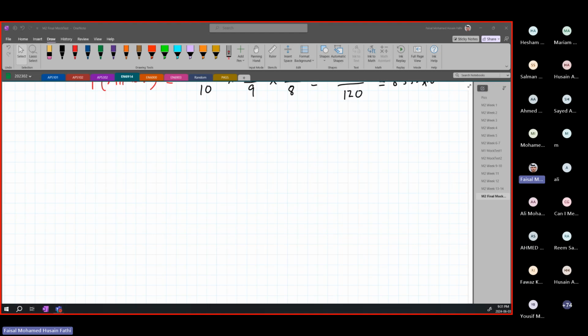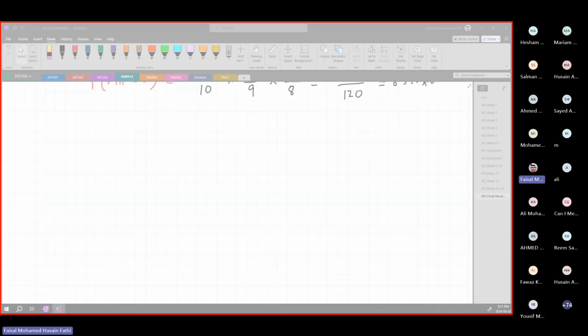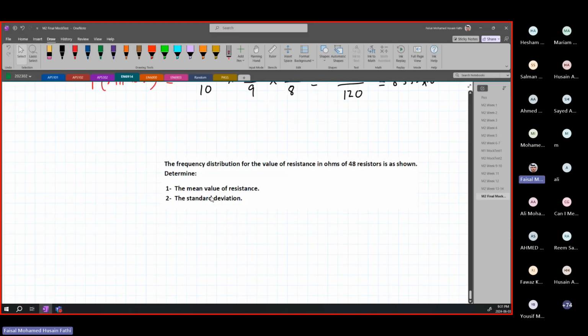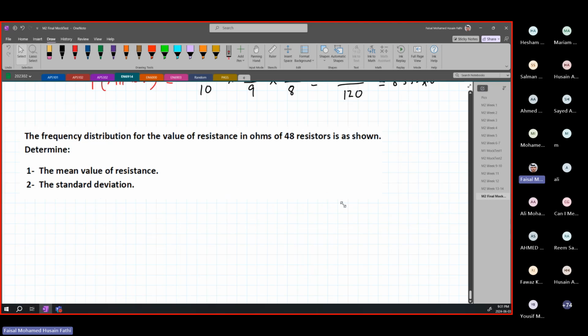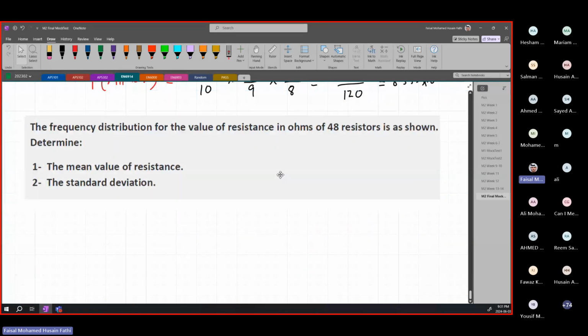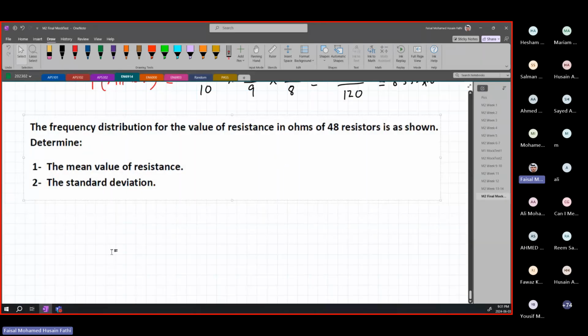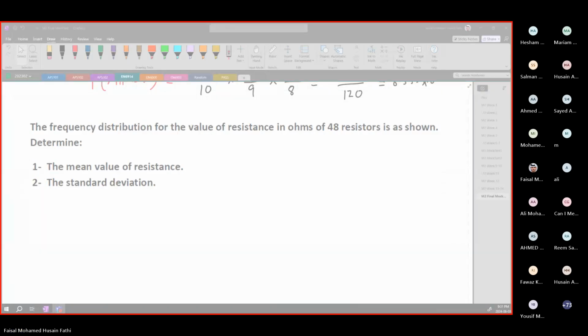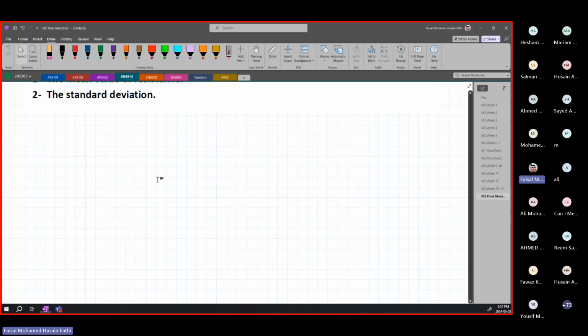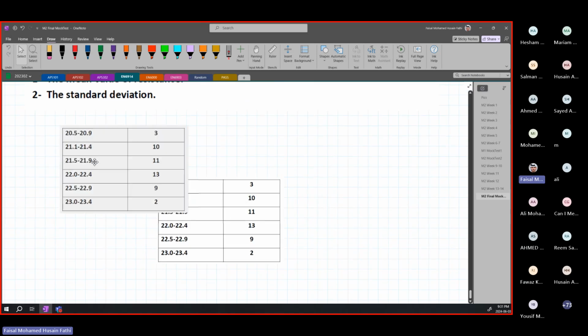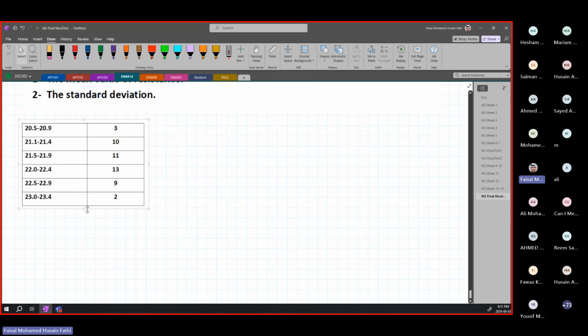All right. So here the question says, determine the frequency distribution for the value of resistance in ohms is shown below, which is in this table, and they want us to find the mean value of resistance and the standard deviation. All right. So they want us to find the mean and the standard deviation.